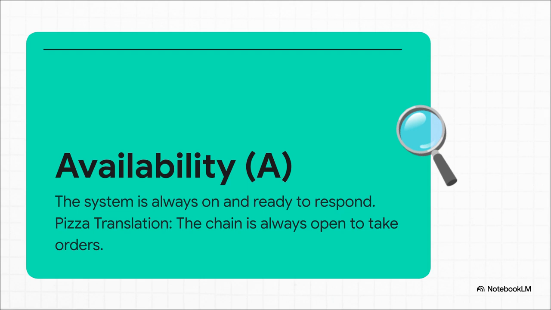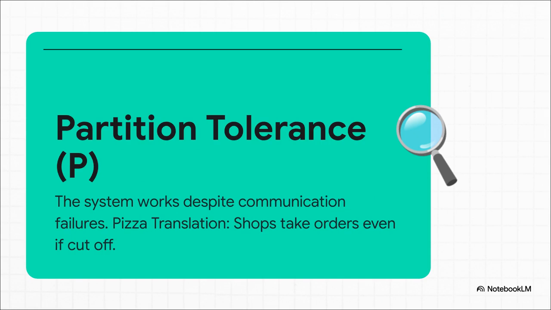Okay, next is A for availability. And this one's super simple. The system is just on. It works. When you call the pizza place or you open their app, you get a response. You don't get a busy signal, you don't get an error message. It's available to take your order. Period. And last but not least, P for partition tolerance.